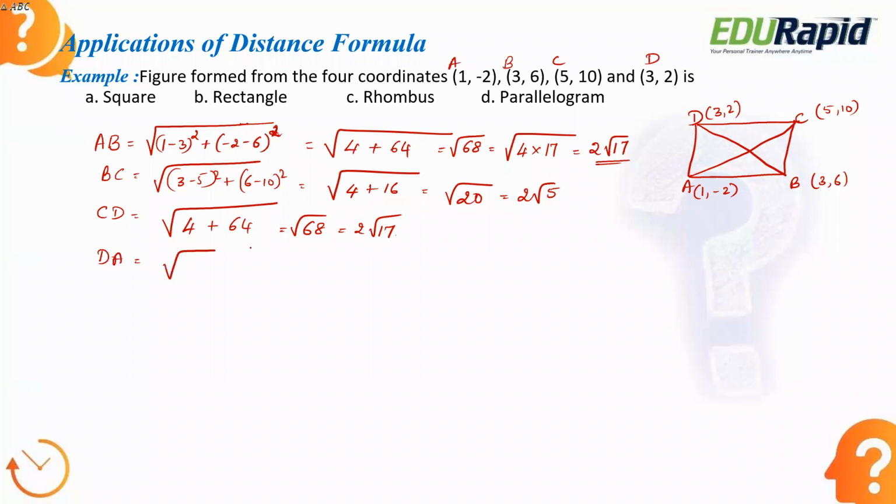And DA would be 3 minus 1 is 2. So 4 plus 4, 4, 16, which is equal to 20.